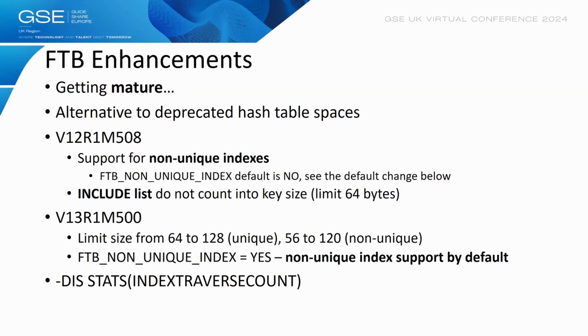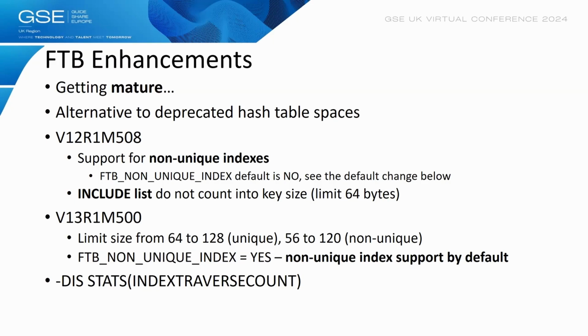So in 508 especially, they introduced the support for non-unique indexes, because originally FTBs were available, so fast traverse blocks, I hope you understand what I'm talking about, only for unique indexes. In 508, IBM added support for non-unique indexes.